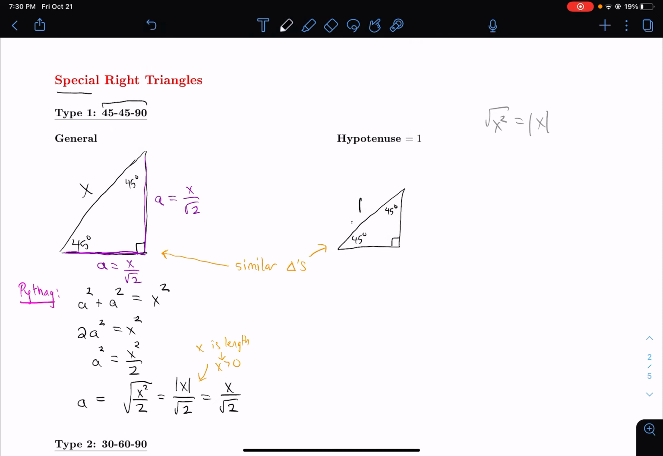Let me separate out my work here from the picture a bit. Notice that these legs are just the hypotenuse divided by root 2. I'm going to use that fact in this hypotenuse 1 triangle. The legs are just going to be the hypotenuse, which is 1, divided by root 2. They have to preserve that ratio. This leg as well is going to be 1 divided by root 2. We could rationalize this denominator if we wanted to, and when we get to the unit circle, that's usually how we end up writing it.